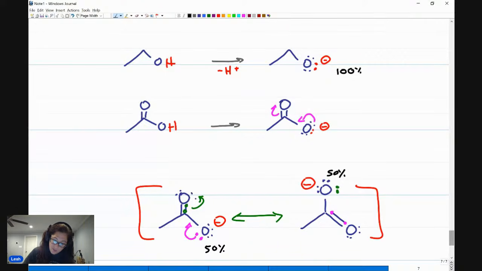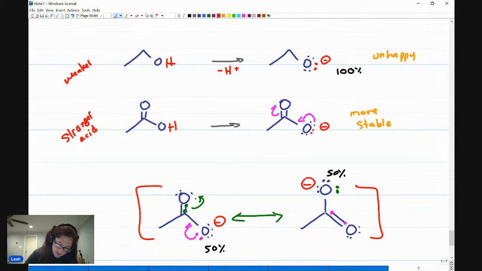Well, the one that is stuck carrying the entire burden is very, very unhappy by comparison to the one that is sharing, that is more stable. The one that is more stable then is the stronger acid. The one that is less stable is the weaker acid. So that gives us the R for resonance.